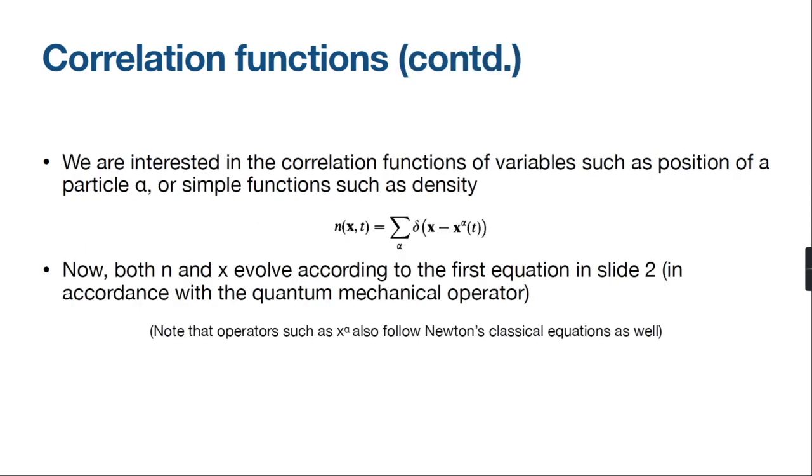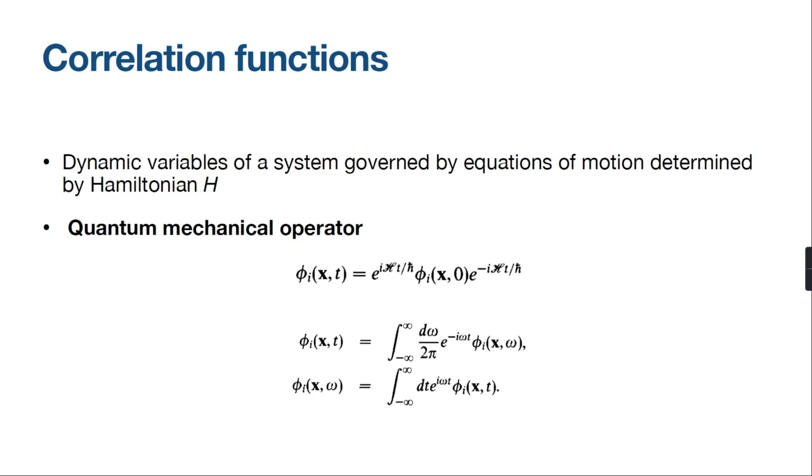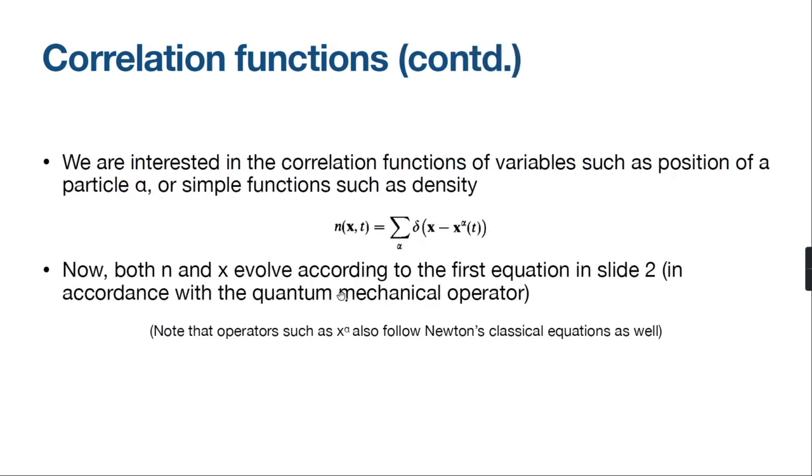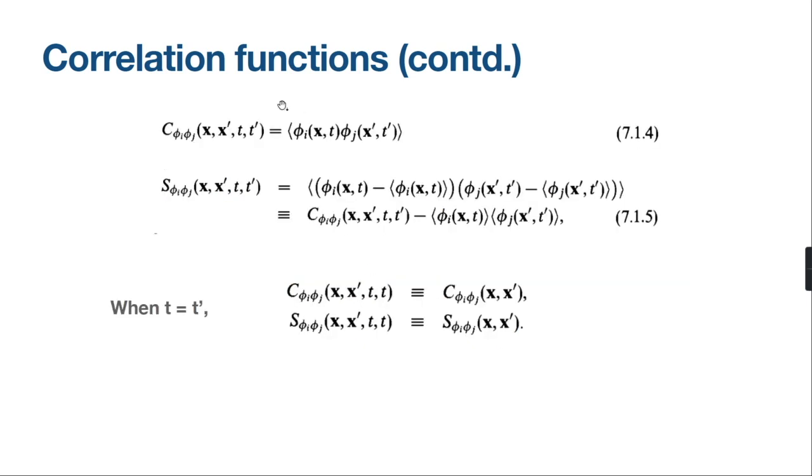Now we are interested in correlation functions of variables such as the position of a particle alpha, or some simple functions such as density. Both n and x follow this quantum operators formula. We also note that they follow Newton's classical equations as well. We define these two functions, C phi_i phi_j and S phi_i phi_j. When t is equal to t dash, they become static correlation functions as follows.